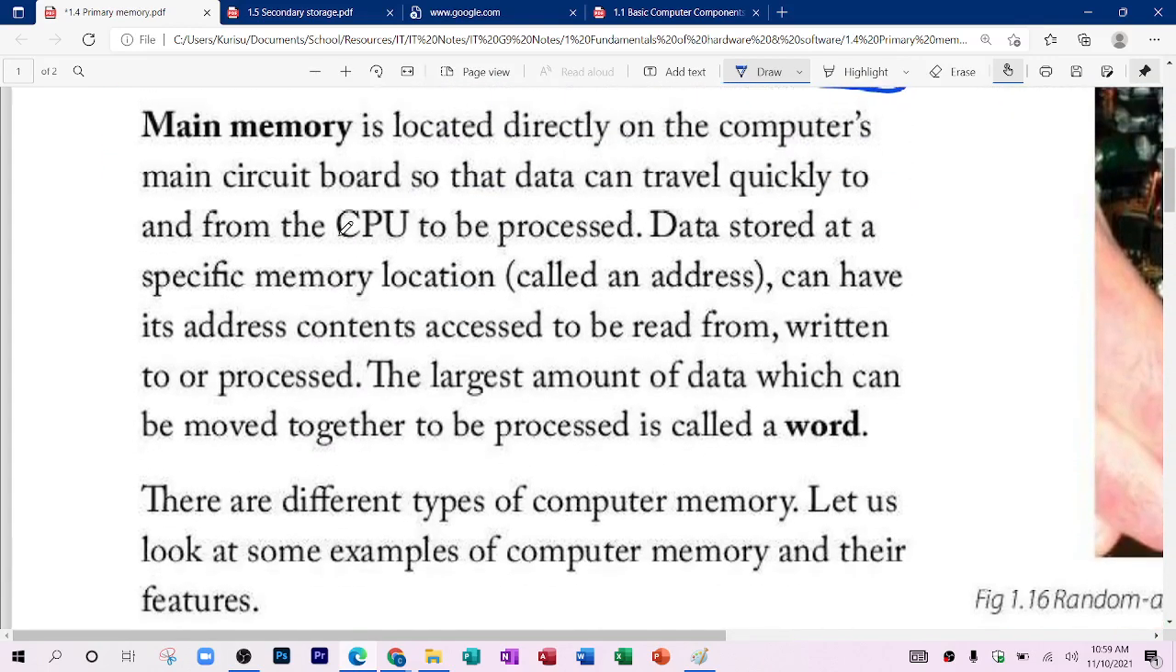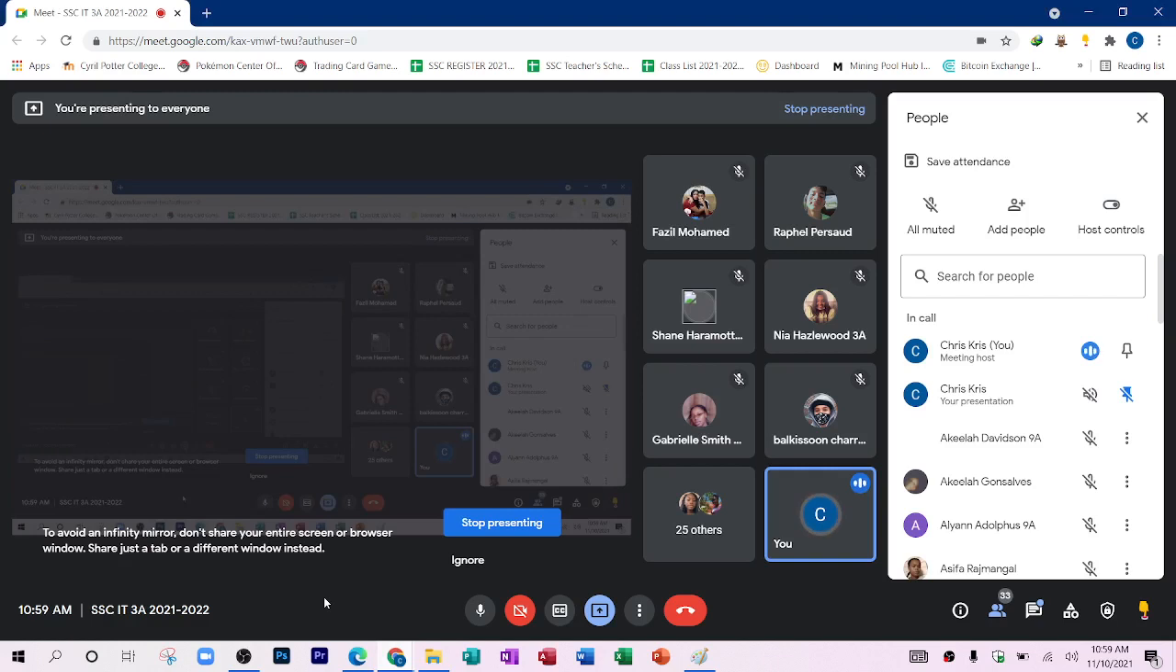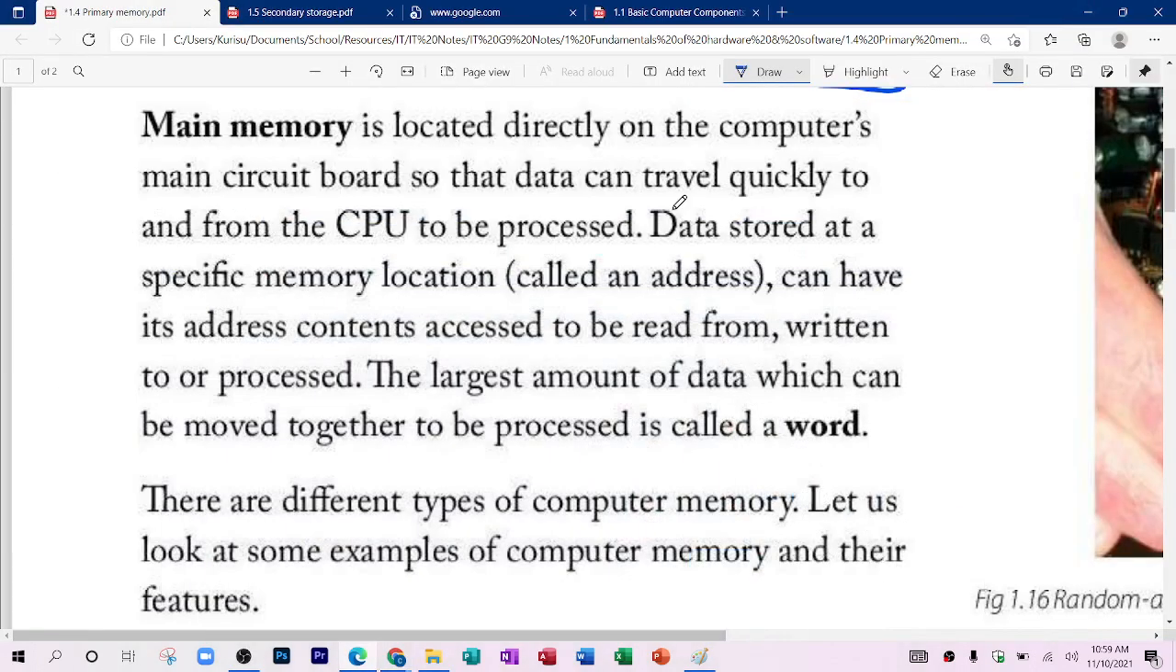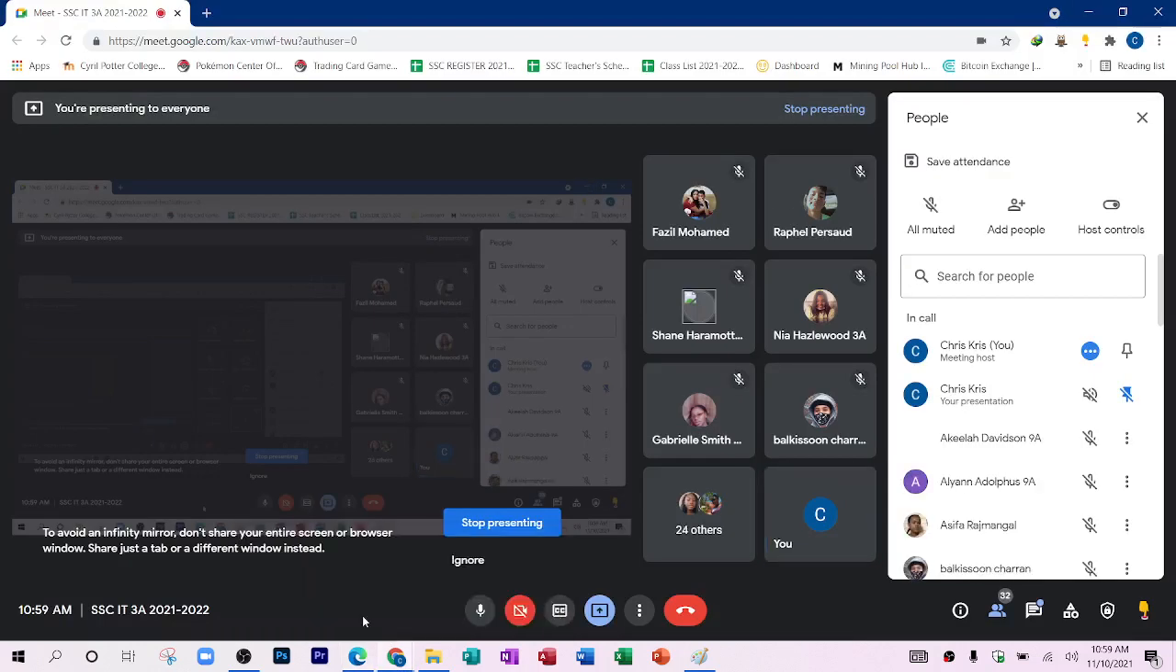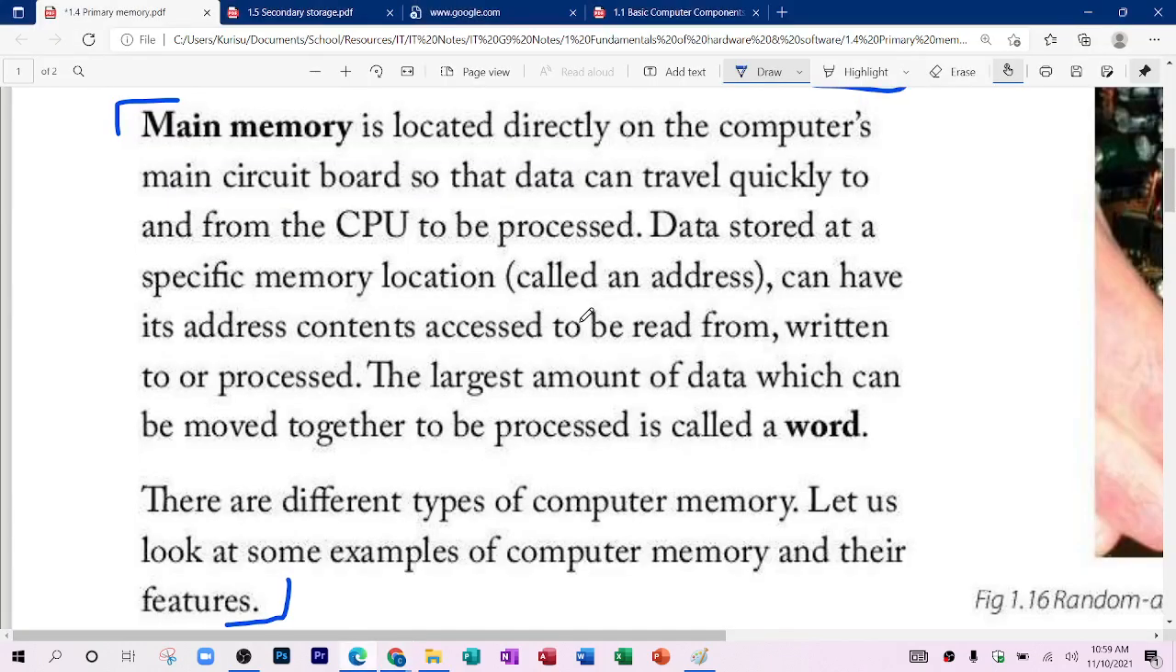Alright, let's go on to the next two paragraphs. And we're going to have, let's see, Akila Davidson. Are you with us? Yes, sir. Can you read for us? Sir, who did you call to read? Akila. Akila, can you read for us the next two paragraphs? Yes, sir.